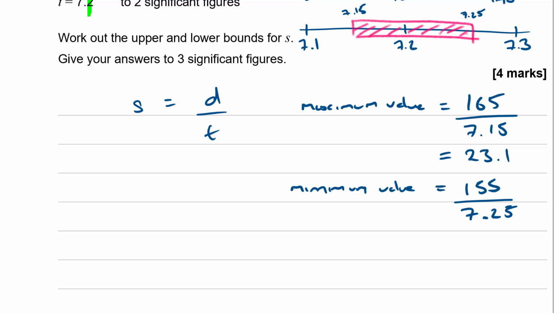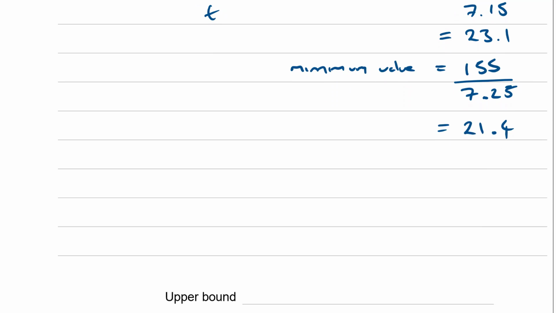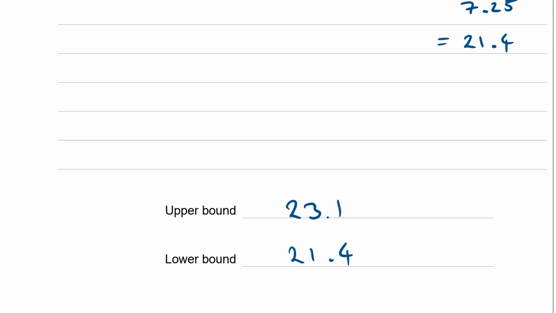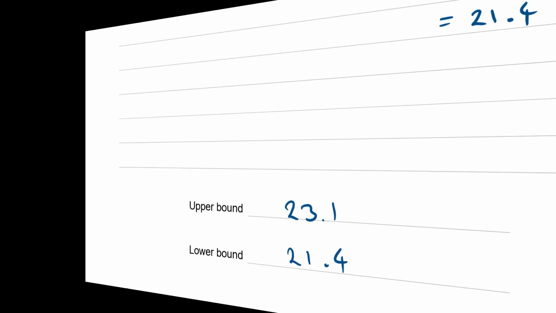which gives me 21.37, which I'm going to round up to 21.4. So my upper bound is going to be the largest one of those two, 23.1, and my lower bound is going to be the smallest of those, 21.4. 23.1 and 21.4.